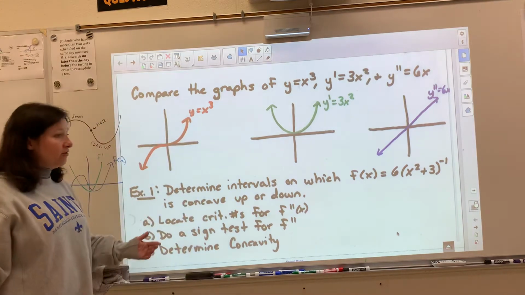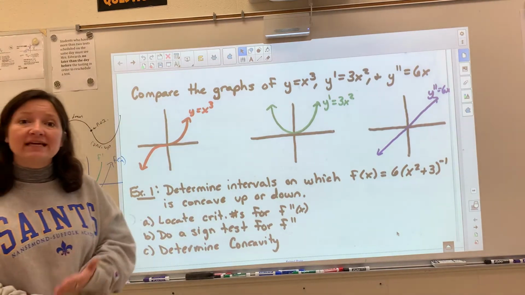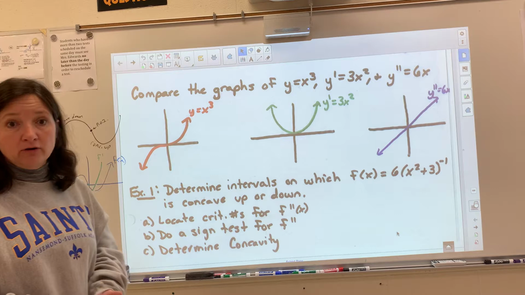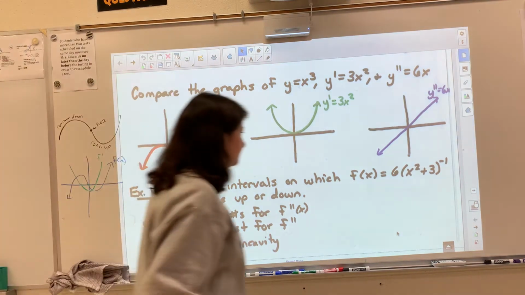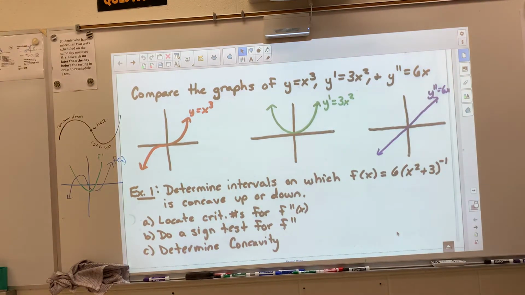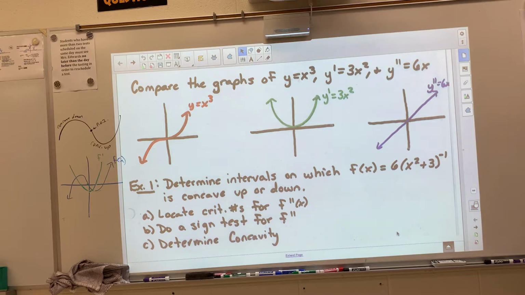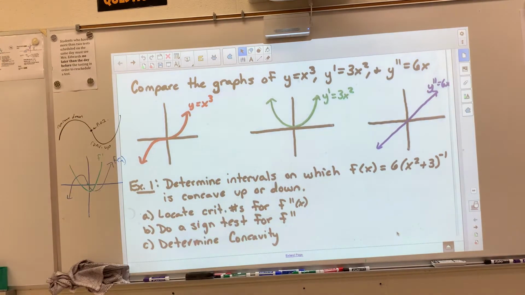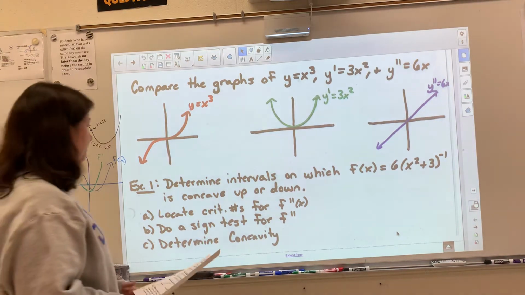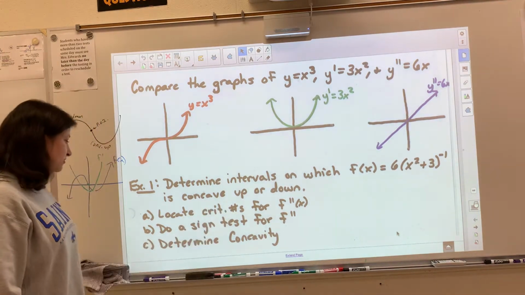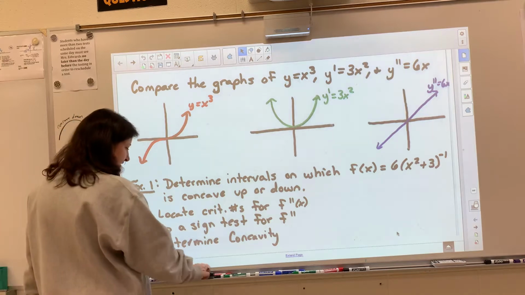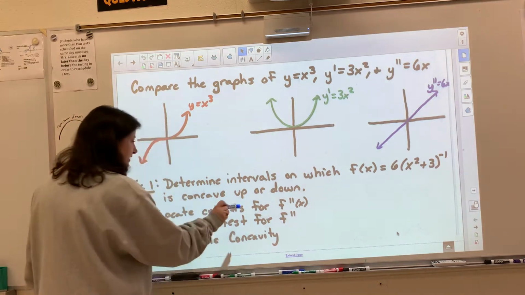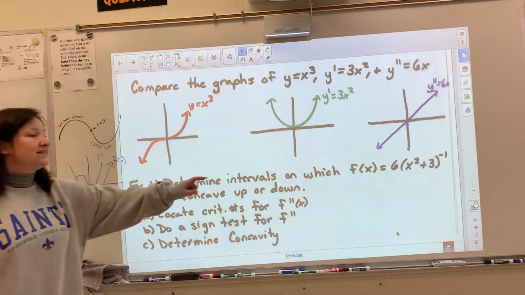So how do we figure out concavity? We're going to need to know the second derivative values to figure out concavity. So determine the intervals on which f of x equals 6 times (x squared plus 3) to the -1 power is concave up or down. So step 1 says we need to locate the critical numbers for the second derivative.